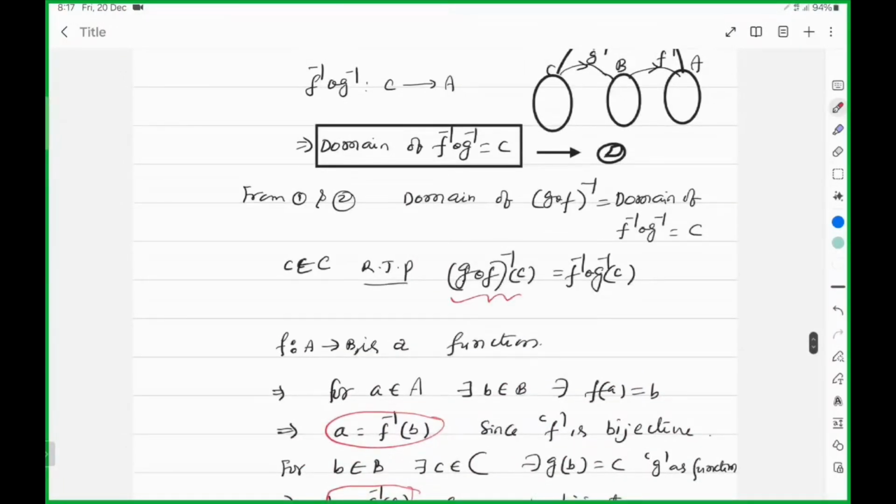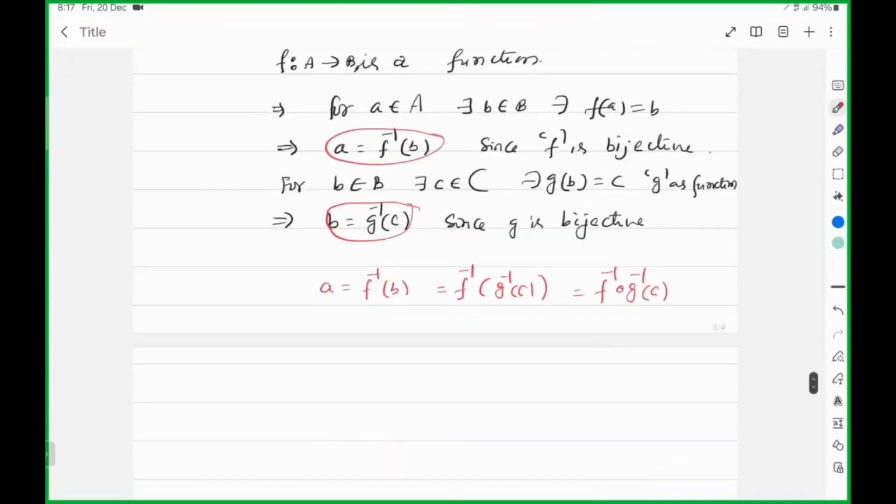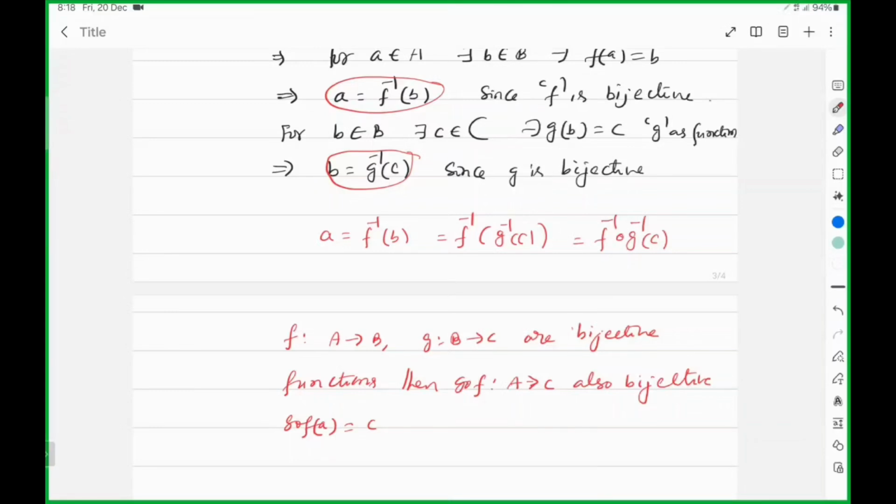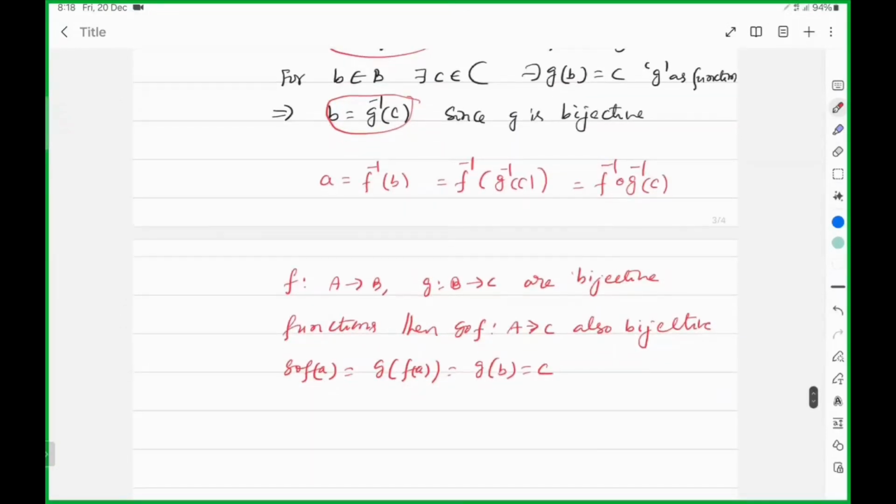Similarly, what I have to find out is G circle F. F maps from A to B, G maps from B to C are bijective functions. Then G circle F is also bijective, which implies first of all it is a function, G circle F of a will be c. That we already know. How do I know? G circle F of a is g of f of a, g of b, and g of b is c. So from this I can say a is (G circle F) whole inverse of c, which is already proved.